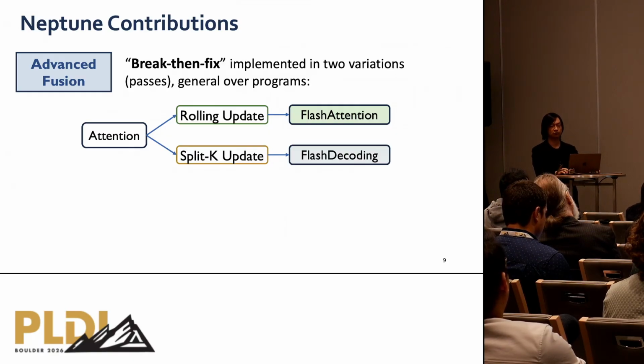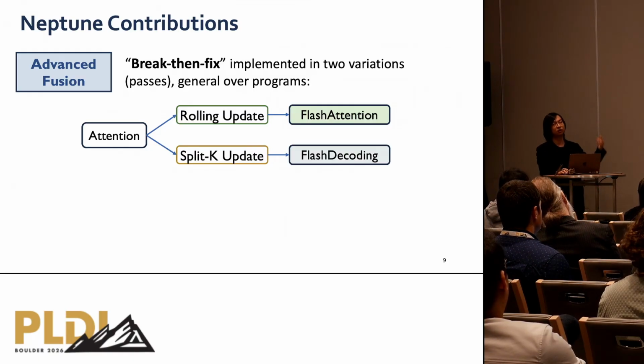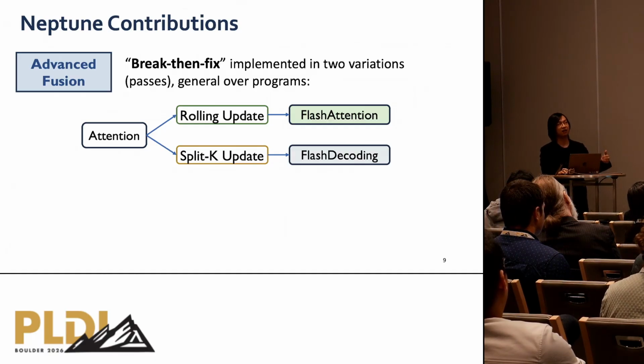The way advanced fusion works, as I promised, this is a story of breaking then fixing the program. We implement that idea in 2 variations. Both compiler passes are general over different programs. If you apply them back to our attention example, you get familiar results. Applying rolling update to attention gives you flash attention. Applying the other variant, what we call split K update, gives you a structure like flash decoding.